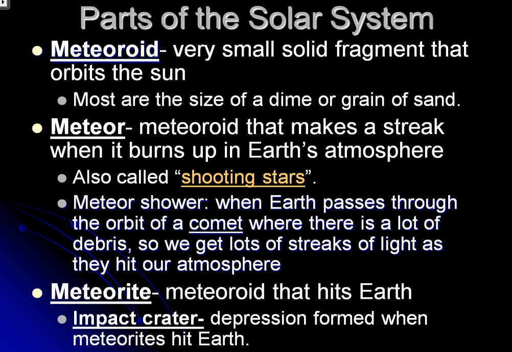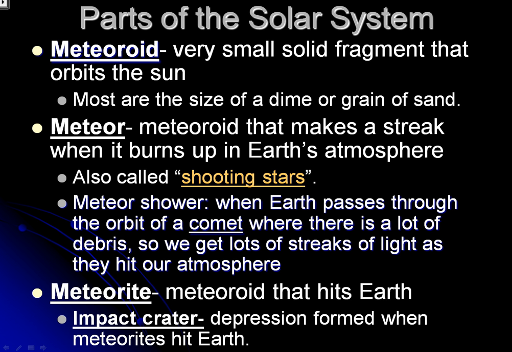Other parts of the solar system that sound very similar are meteoroid, meteor, and meteorite. A meteoroid is the small solid fragment that orbits the sun. A meteor is the streak of light that it produces when it enters our atmosphere and begins burning up. And a meteorite is the fragment that actually continues to land on Earth's surface.